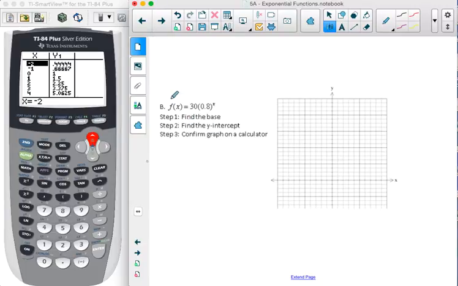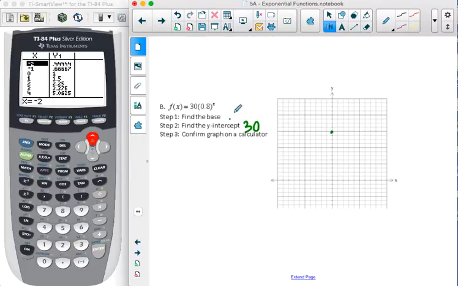All right, here we've got another exponential. 30 is not the base. 30 is actually the y-intercept. The reason it's the y-intercept is because if we plugged in 0 to our exponent, this whole term is going to turn to 1. And so whatever number is here just gets multiplied by 1 and just becomes the y-intercept. So right there, (0, 30), that's the y-intercept.